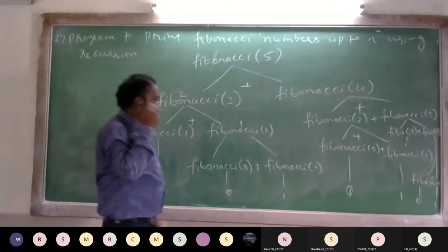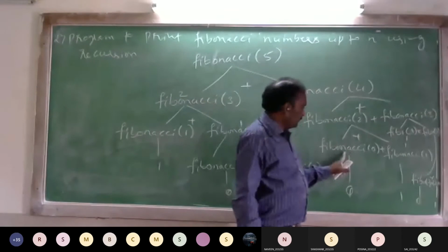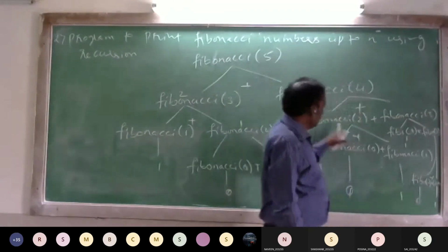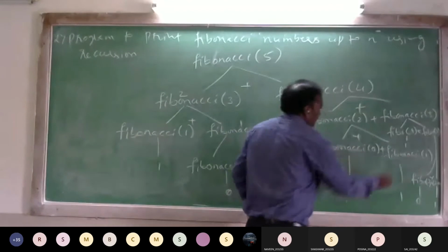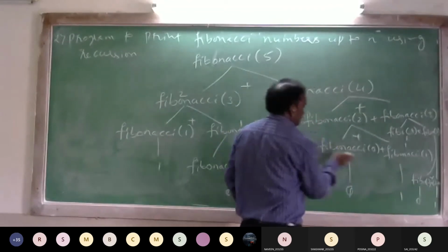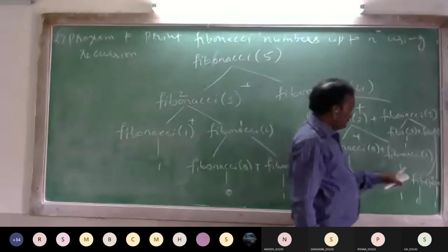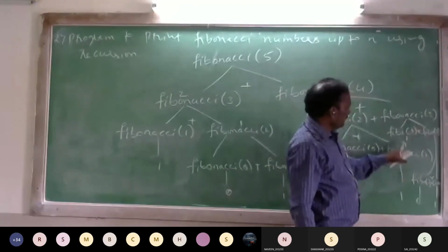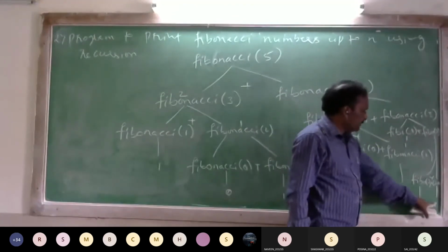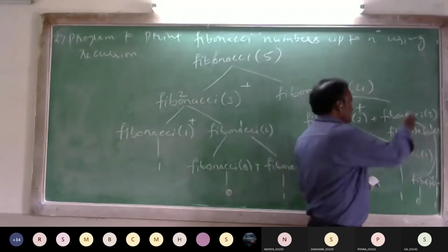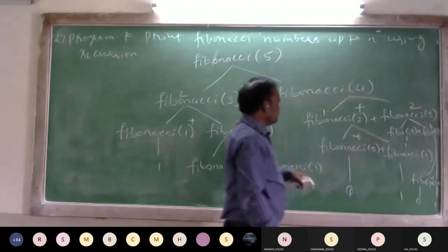Now, on the right-hand side, Fibonacci of 0 and Fibonacci of 1 we know. What is Fibonacci of 2? 0 plus 1 is 1. Now, what is Fibonacci of 3? Fibonacci of 1 plus Fibonacci of 2. Fibonacci of 2 is 1, and 1 plus 1 is 2. Fibonacci of 3 is 2.